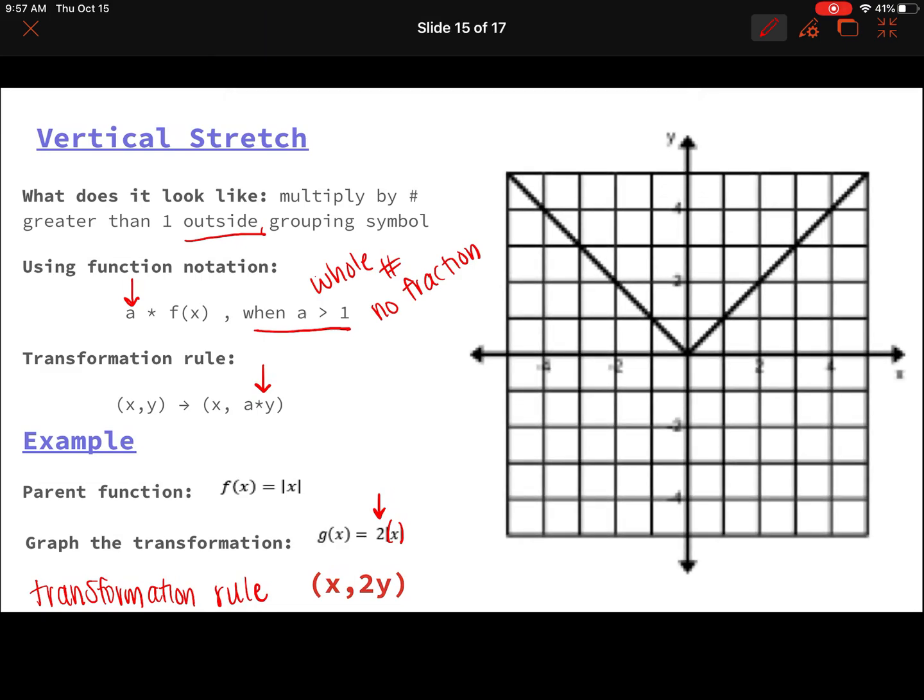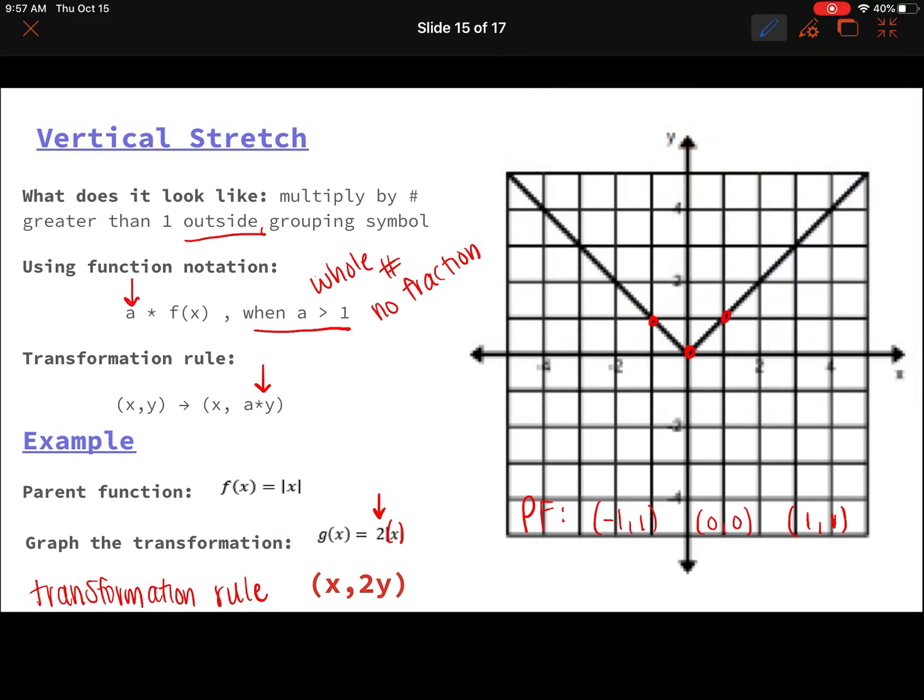So I'm here. Now I have my original function graph, okay? Same thing, pick my points. My parent function, I'm going to pick this point. Nope, I lied. I'm going to pick this point, and this point. Okay, so I'm at -1, 1, 0, 0, and 1, 1.